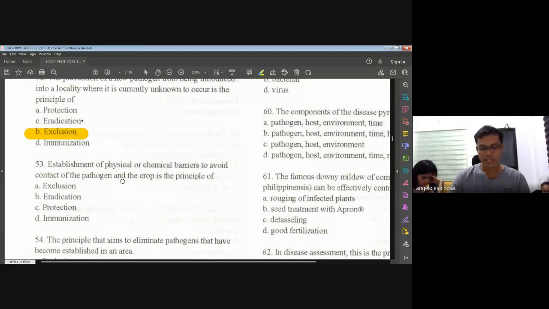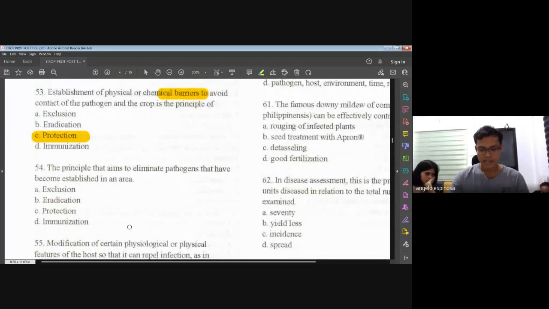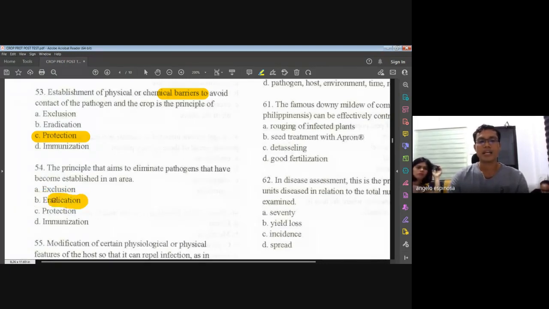Number 53, establishment of physical or chemical barriers to avoid contact of the pathogens and the crops is the principle of protection. There is a protection happening. Number 54, the principle that aims to eliminate pathogens that have become established in an area. The correct answer is eradication.